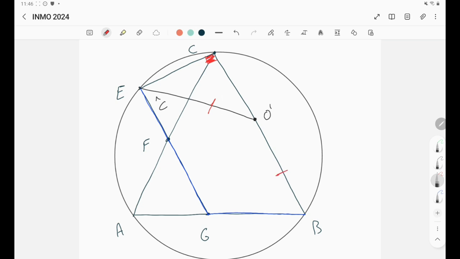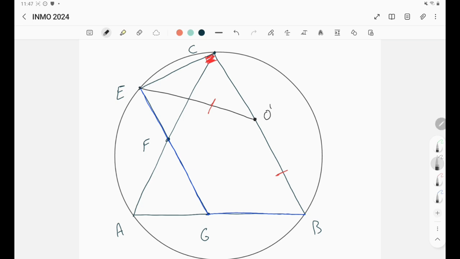Our goal is to show that O prime is the circumcenter of EGB. Okay, very good. How can we do that? Let's do first of all some angle chasing. What angles do we know here? Exactly, let's see.